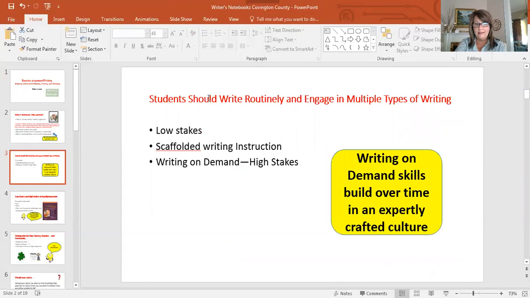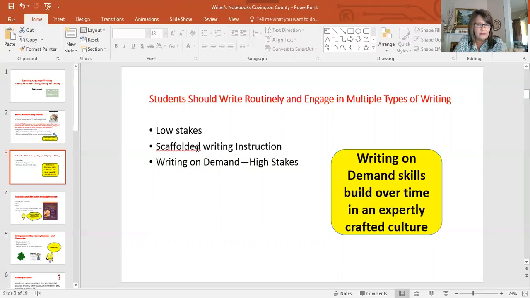And so, again, students should write routinely and engage in multiple types of writing. Notebook writing is typically very low stakes, and so students feel safe engaging in this writing and playing around with their thoughts in writing. And so there's that type of writing, which we call low stakes. And then also in the C3WP, there's scaffolded writing instruction, where you're actually teaching students how to make an argument move or an argument writing skill. Sometimes that student writing will be recorded in notebooks.